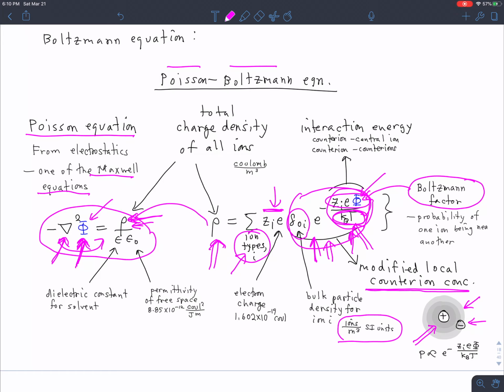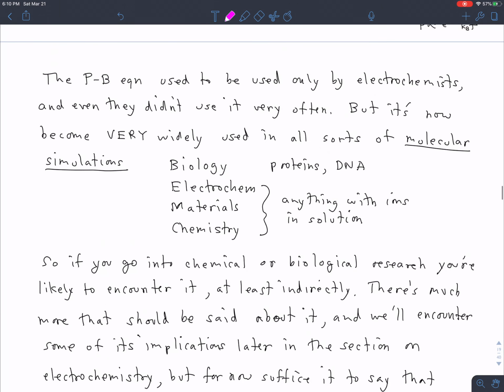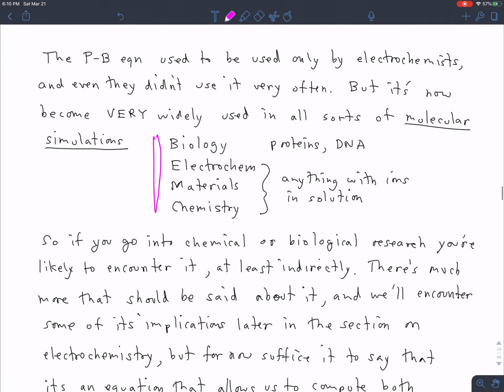Now we plug that into here, and now we've got an equation that we've got to solve. That's the Poisson-Boltzmann equation. All right. I said most of all this already. Poisson-Boltzmann equation didn't used to be very important. Now it is in all these areas, biology especially. It's used widely in every molecular simulation for a protein or a DNA, pretty much.